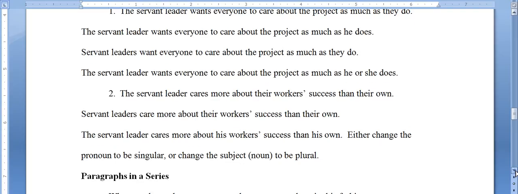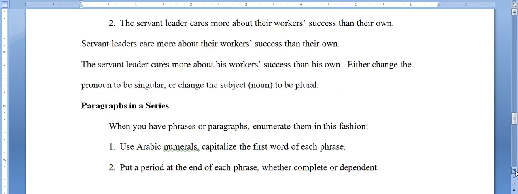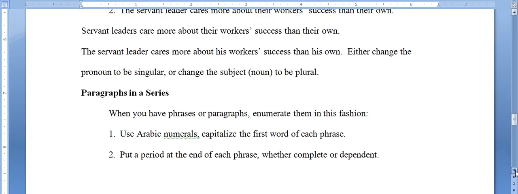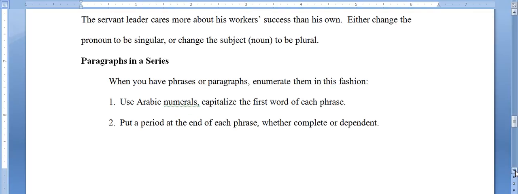So here's another example. The servant leader cares more about their workers' success than their own. And this is the way we speak, and I talk this way too, so it's a hard habit to break. But the correct way would be the servant leaders care more about their workers' success than their own. So here I changed this to be plural. And here we have the servant leader cares more about his workers' success than his own. In my case, I would say "than her own" because I'm a woman. So that's one way you can fix that problem. And these sentences are on the grammar test also.